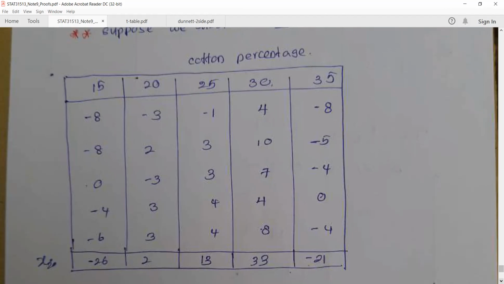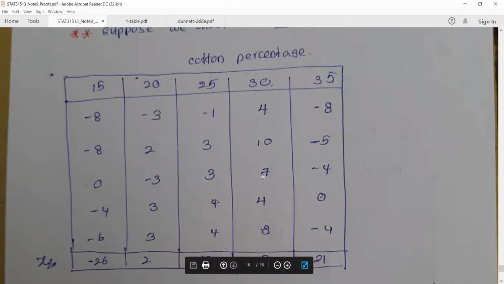Coding means, if you look at the cotton percentage example, there we had 5 different treatment levels. So you have observations, and from each and every observation, you can just subtract or add a constant value. Let's say you're going to subtract 15 from each and every observation. So from this one, you can subtract 15. Likewise, you will get some values.